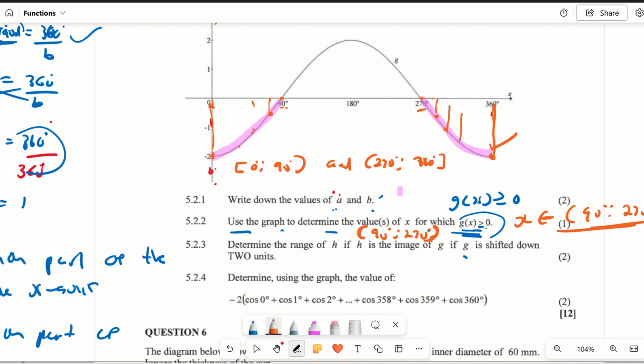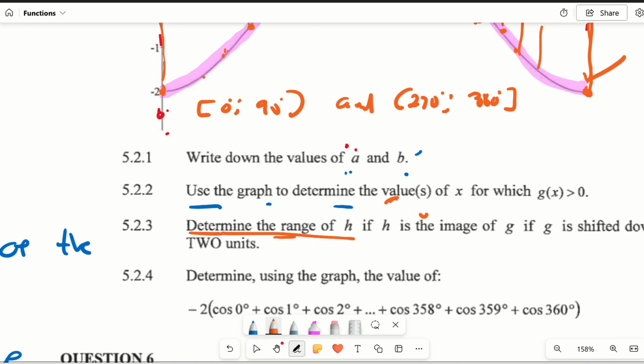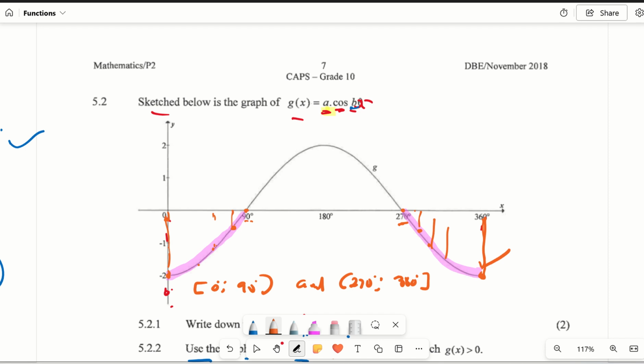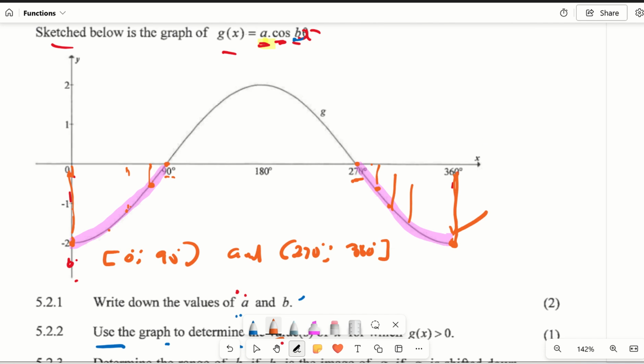Okay. Then the second last question here: determine the range of h. Before we move any further, we're not given the graph of h anywhere here, so it means that it is a new graph that they decided to create. If h is the image of g, if g is shifted down 2 units, how is the new graph created? They just take the graph of g and shift it 2 units down.